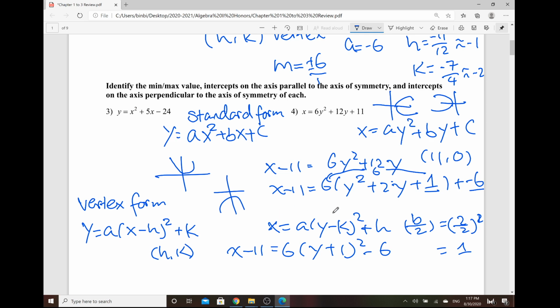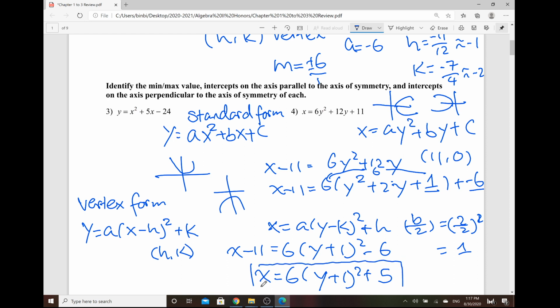And then let's get back this one to the vertex form. So we do have x equals 6 times the quantity of y plus 1 squared. And then negative 6 plus 11, then that would be considered 17. Well, let's see. No, not 17. It's plus 5. Excuse me. Because you want to add 11. So eventually we come up with the vertex form.